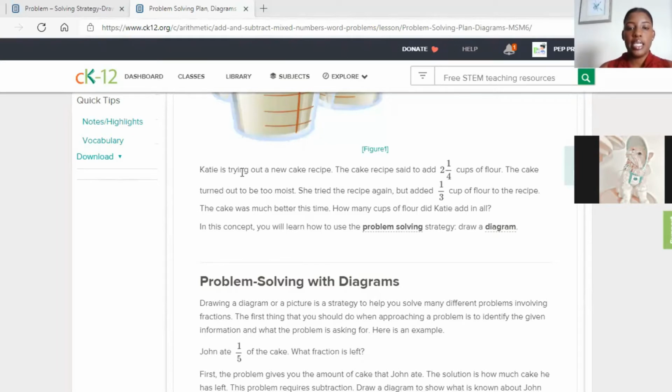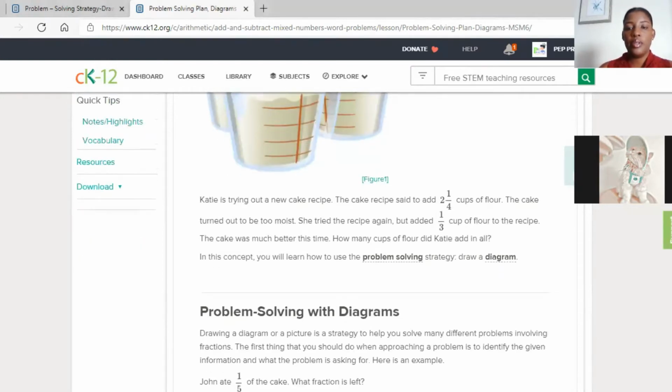So the scenario says that Kate is trying out a new cake recipe. The cake recipe said to add 2¼ cups of flour. The cake turned out to be too moist. She tried the recipe again, but added a 1/3 cup of flour to the recipe. The cake was much better this time. How many cups of flour did Kate add in all? I'm going to highlight the problem.